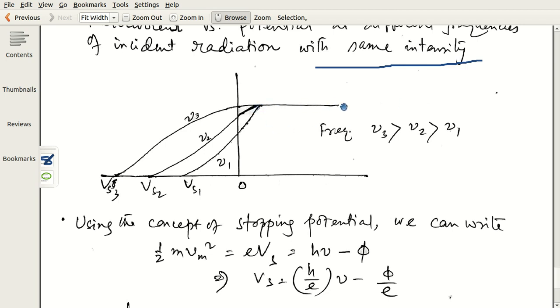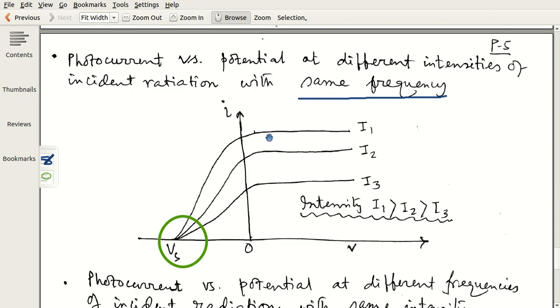So when it saturates, you cannot say that this is due to nu 1 or nu 2 or nu 3. So photocurrent in its saturation region does not depend on frequency. And if you now want to stop this current, I have missed the current I here. This is the photocurrent I, this direction. Along this axis it will be V, as in the previous case. Same here, I and V.